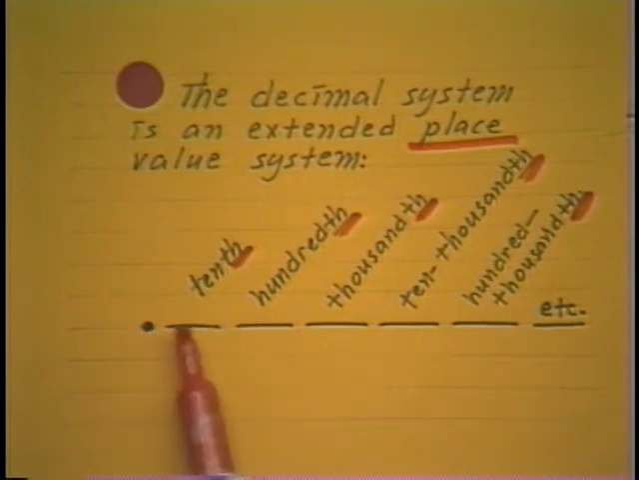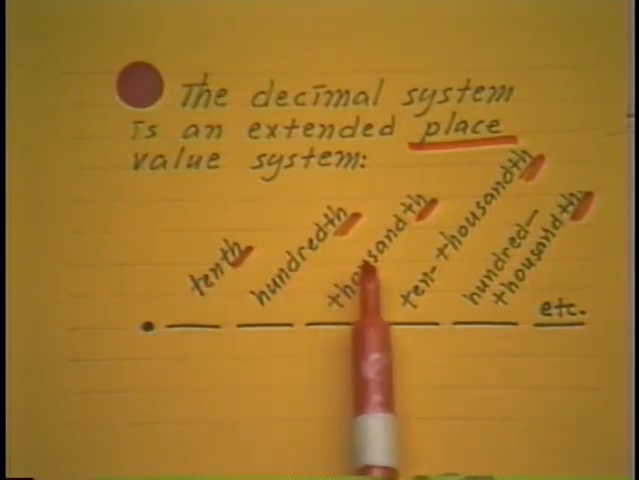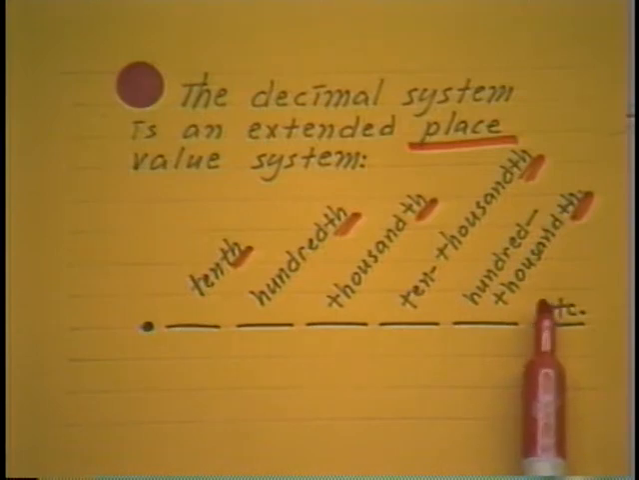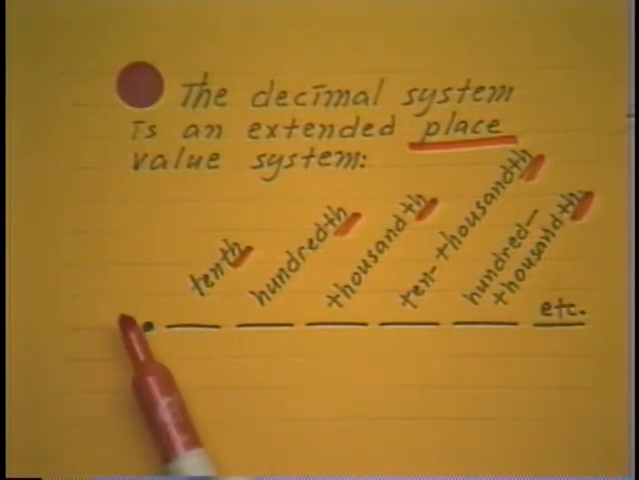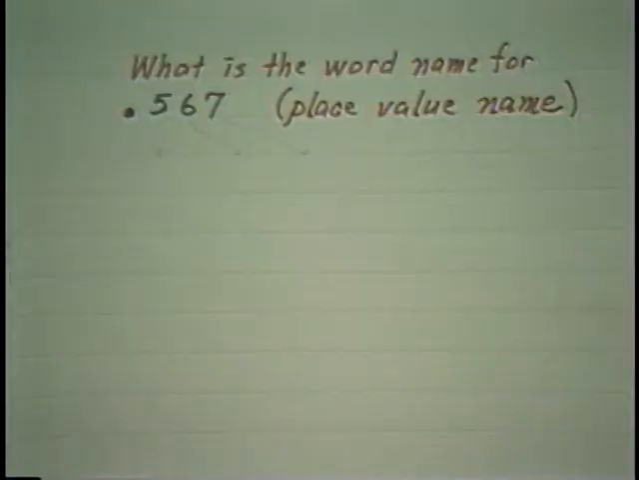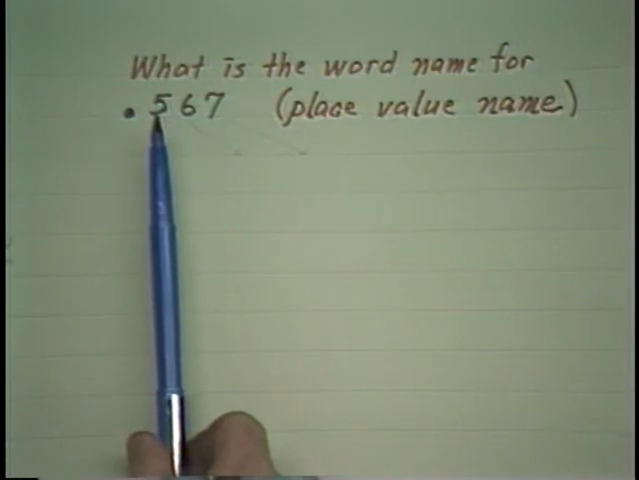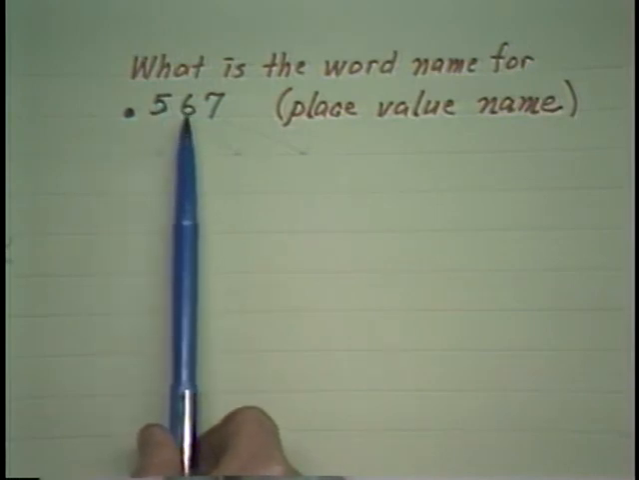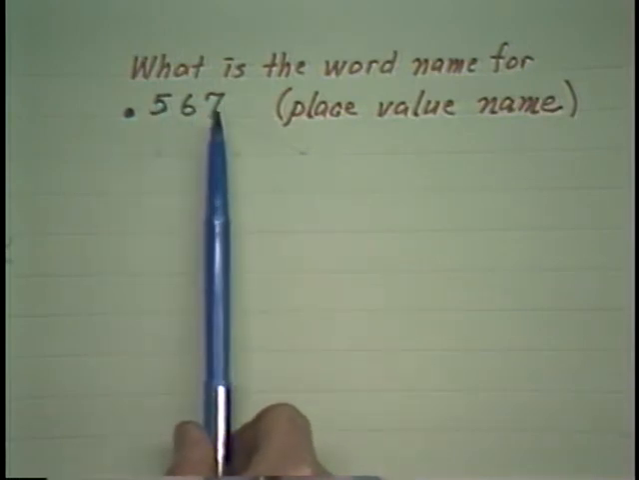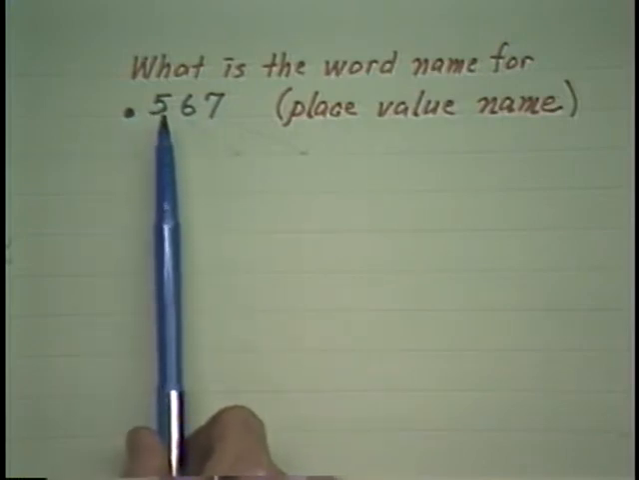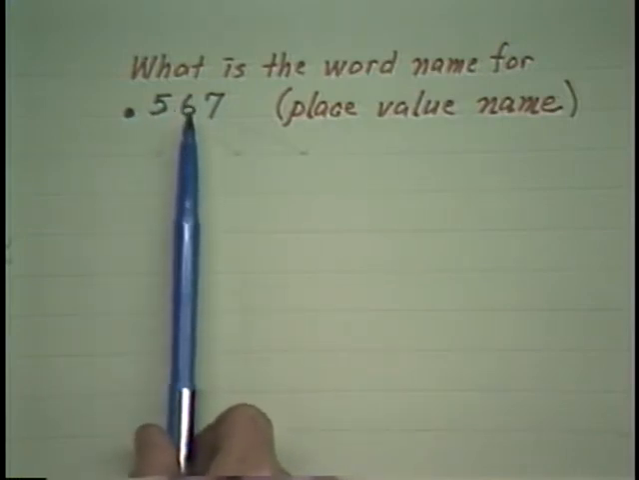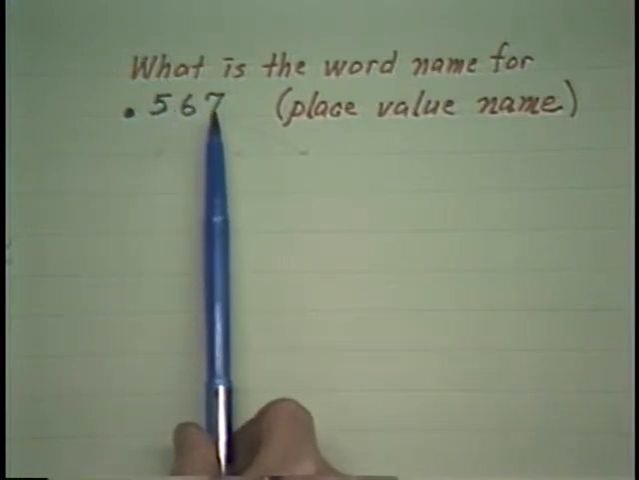So to the right of the decimal point will be the specialized powers of 10 fractions. To the left will be our traditional whole numbers. So a number like this, if we wanted to say it, this is really 5 in the tenths place, 6 in the hundredths place, 7 in the thousandths place, or 5 tenths and 6 100ths and 7 1,000ths.